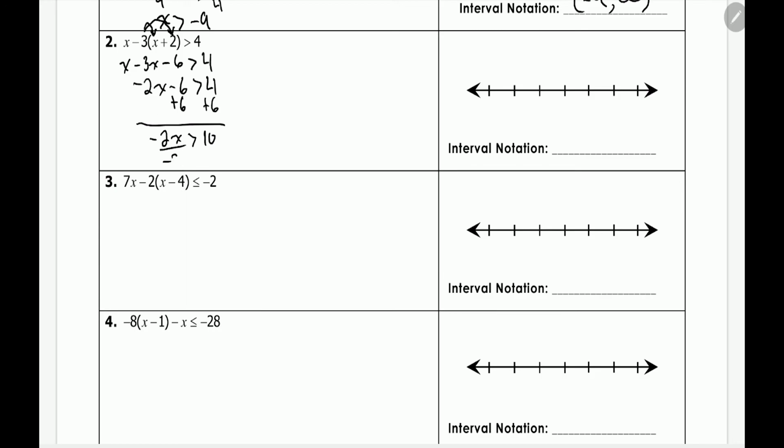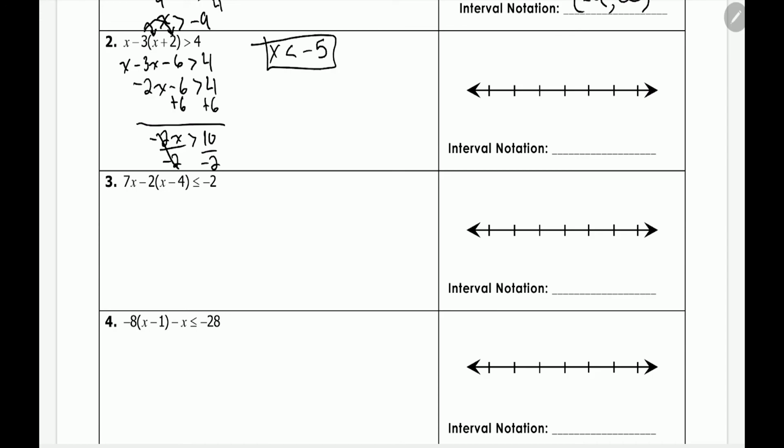Then we have to divide by negative 2. If you remember, whenever we multiply or divide by a negative number, we have to flip the sign in the middle. So that means that these negative 2's cancel. We're left with x. We flip the sign since we divided by a negative. That's going to be a less than symbol now. And 10 divided by negative 2 is going to be negative 5. So this is our answer.